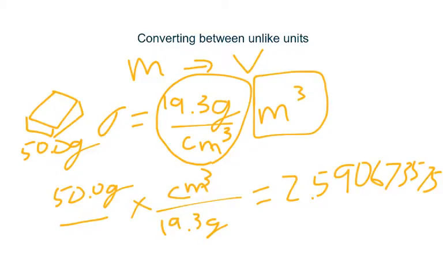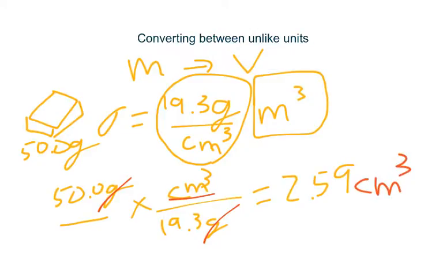So, let's keep 3 sig figs. This 0 over here obviously rounds down to 0, so we can just keep the 9 as it is and erase all these other digits. So we are left with 2.59. But what is our unit on this? Well, since our grams canceled out, we are left with cubic centimeters.